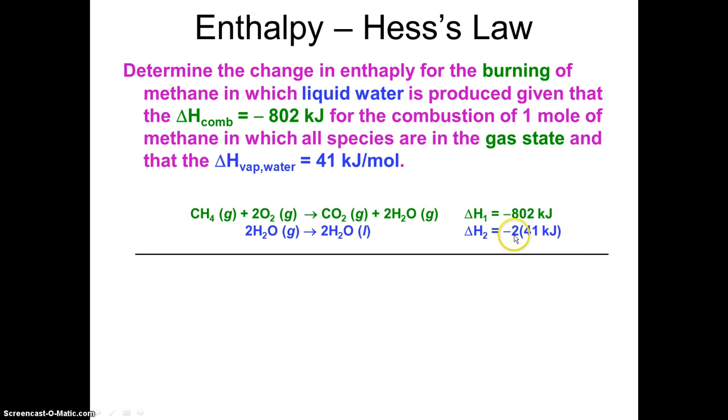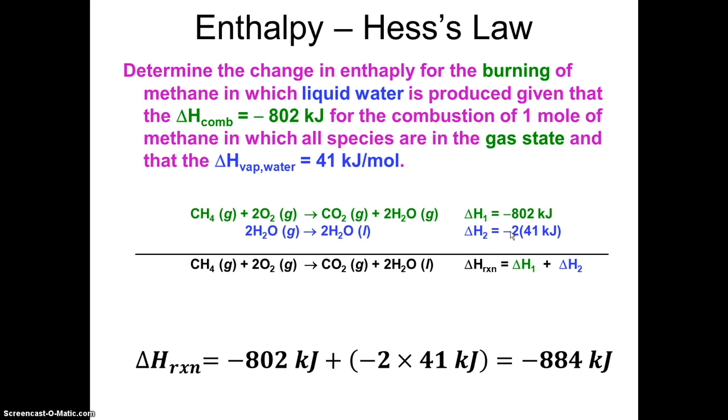So we need to multiply the magnitude by 2 and change the sign to a negative since we reverse the reaction. And so the reaction that we actually have then is the one that we want. We're burning methane and oxygen to produce carbon dioxide gas and liquid water. And the delta H for that reaction that's shown in black is just the sum of the two individual steps. And so we do that at the bottom, the negative 802 for the burning, and then the negative 2 times 41 kilojoules for the condensation, and see that a total of negative 884 kilojoules is released in this process.